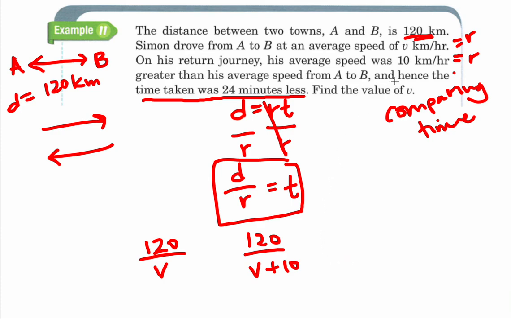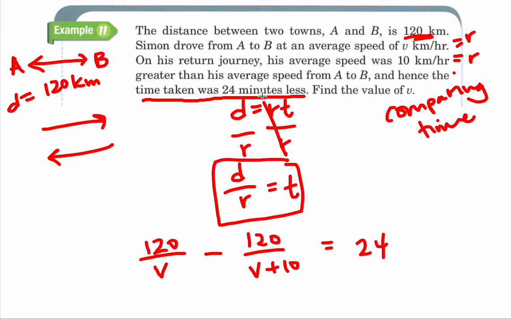Now here's where they say the time it took was 24 minutes less. So the original journey was taking 24 minutes longer. This one was a longer time. So it would make sense that if I subtract them, I would get that 24. Their difference is 24 minutes.